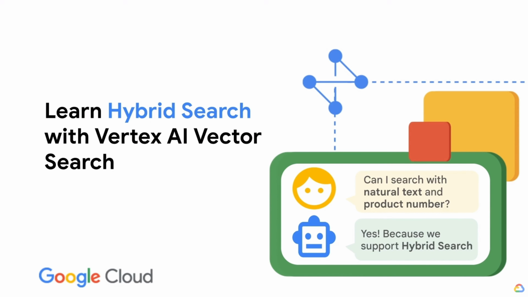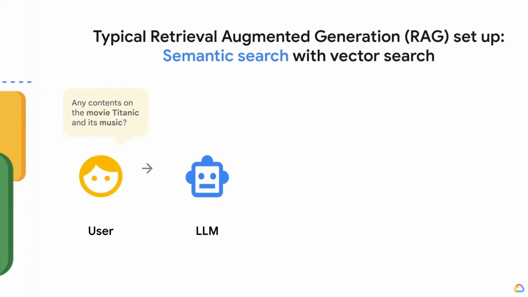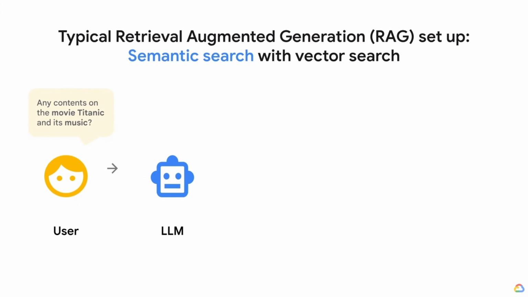Hey everyone! In this video, we're going to explore hybrid search. We'll break down exactly what it is, why it's such an important concept, and how you can leverage its power using Vertex AI Vector Search. Let's dive in. Retrieval Augmented Generation, or RAG, is a popular way to build AI applications these days.